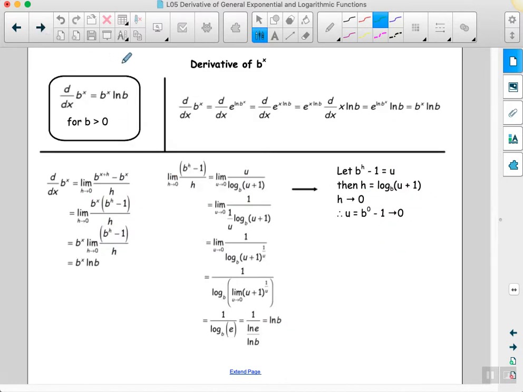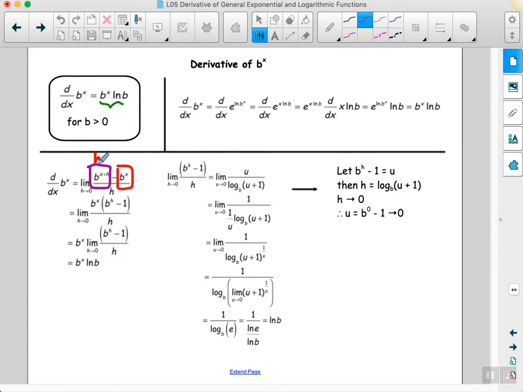All right, moving on to the next slide. The derivative of b to the x is actually b to the x times ln of b. Now, a couple of ways to look at it. All right, let's use the same method first that we did on the previous slide. So this is f at x plus h, this is f at x, all divided by h. We're looking at the limit as h goes to 0 of that. Again, that's our first principle definition of derivative.